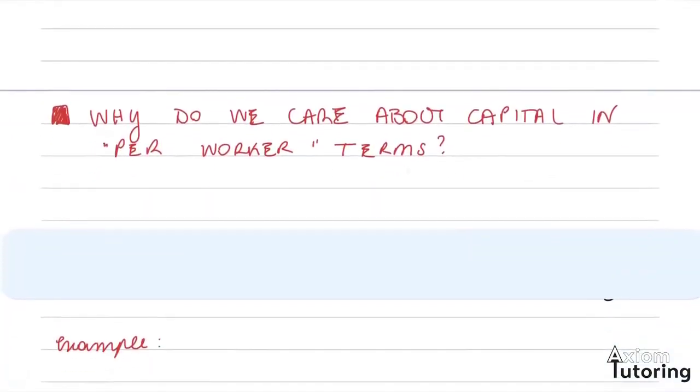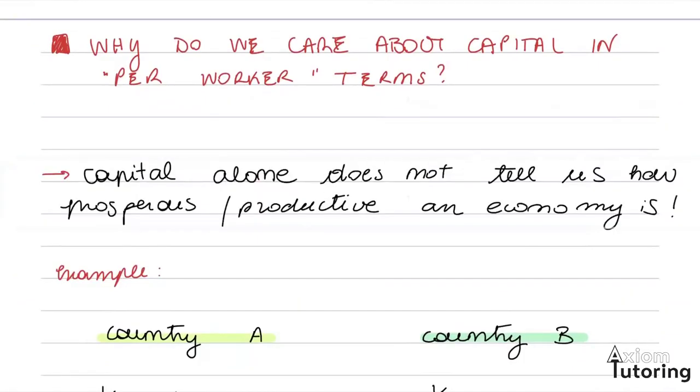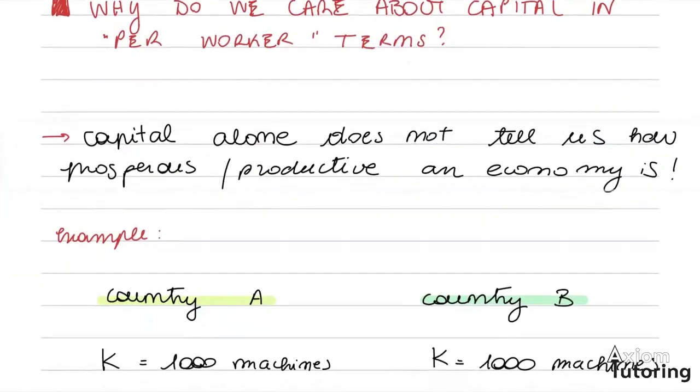So to begin with, let's ask ourselves, why do we care so much about capital in per worker terms? We actually care about it more than capital in aggregate terms. Why is it the case? Well, in general, it's because capital alone does not tell us how prosperous or productive an economy is. And what do we mean by that?